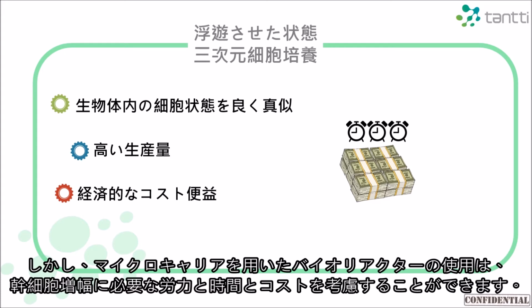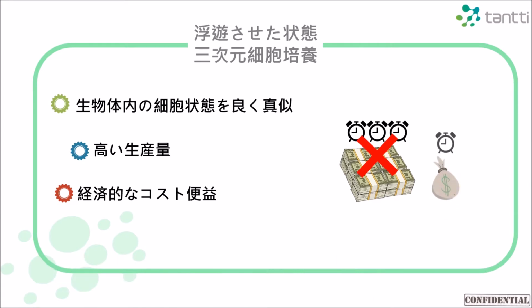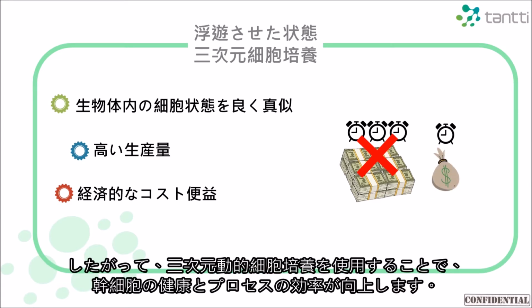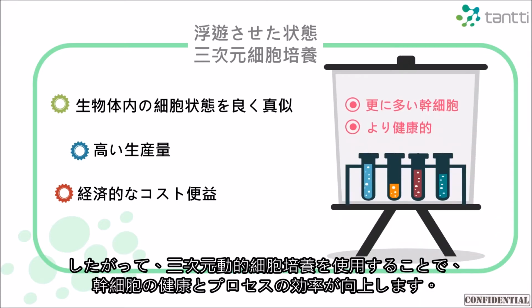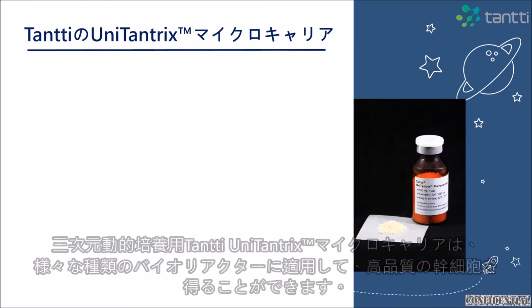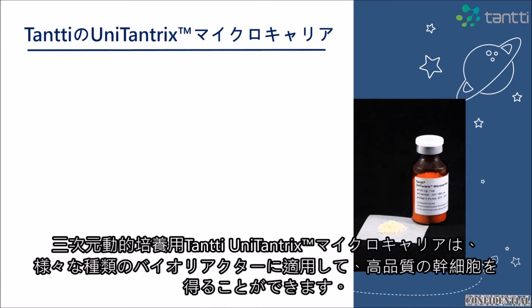However, the use of bioreactors with microcarriers can considerably reduce the cost of labor and time that is necessary for stem cell amplification. Therefore, the use of 3D dynamic cell culture improves the health of stem cells and the efficiency of the process. TAN-T UniTantrix microcarriers for 3D dynamic culture can be applied to various kinds of bioreactors to obtain high-quality stem cells.